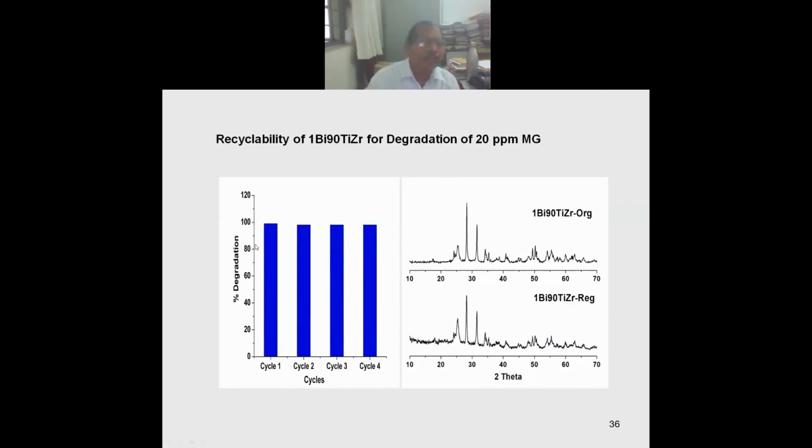This is the recyclability experiment. The same catalyst, the optimized catalyst, that is 1% bismuth, 90 ZrO2 TiO2, is used for the recyclability experiment, and this is the efficiency. There is no decrease in the efficiency after 4 cycles, and this is verified. The used catalyst was again analyzed using XRD, and we found there is no change in the phase structure. The phases are intact. That indicates that it is a stable catalyst.